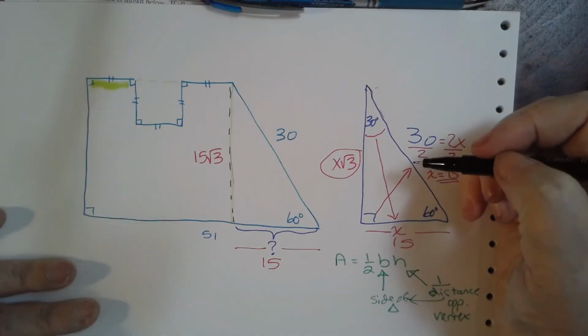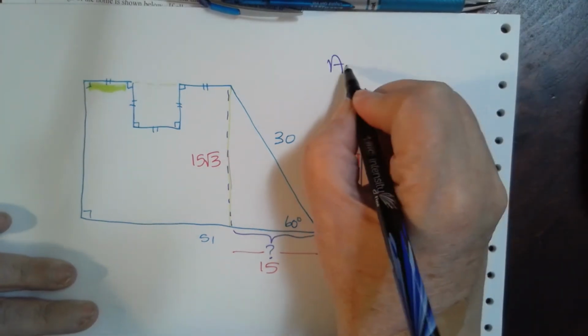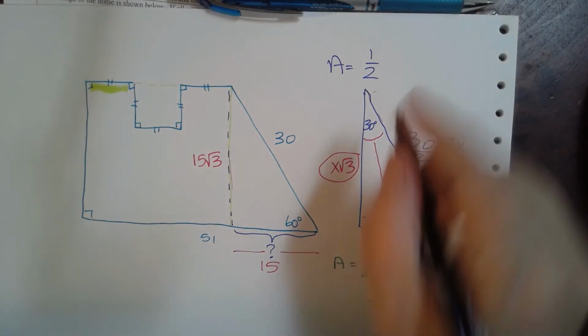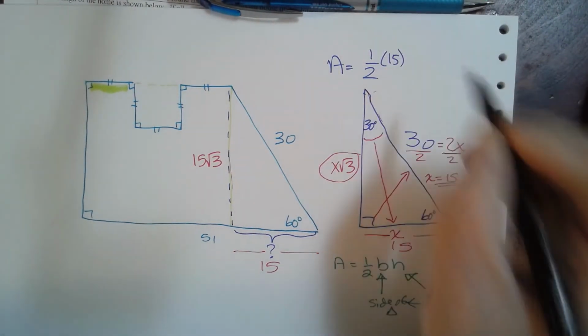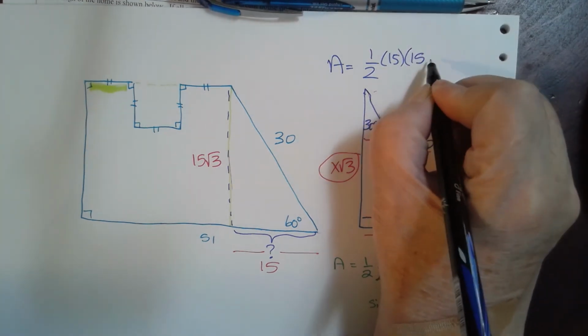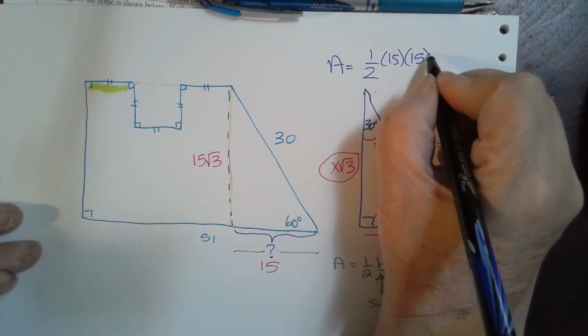So the area of my triangle is going to be 1/2 of my base, which is 15, and my height, which is 15 square roots of 3.